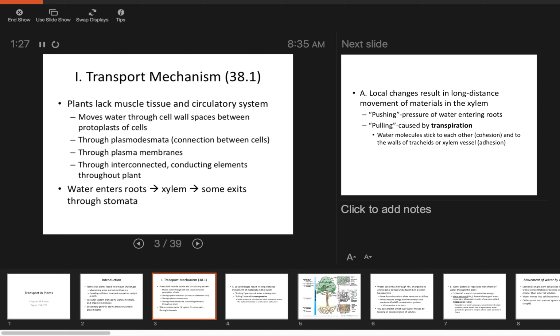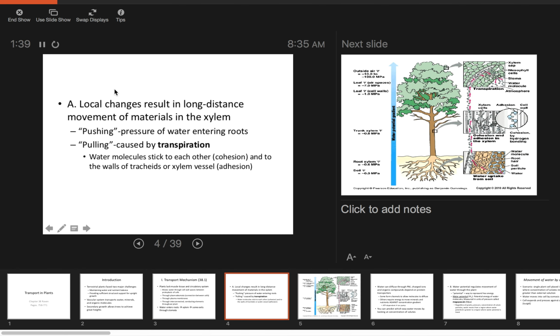The basic movement of water is that water enters the roots, then it hits the xylem, which only moves water and dissolved minerals, and then some exits through the stomata as it travels up. The thing about moving materials in the xylem is that there are push-in forces as well as pull-in forces. The push-in force is basically water pressure entering the roots. And then there's a pull-in force because water molecules stick to each other. That's a property of water.